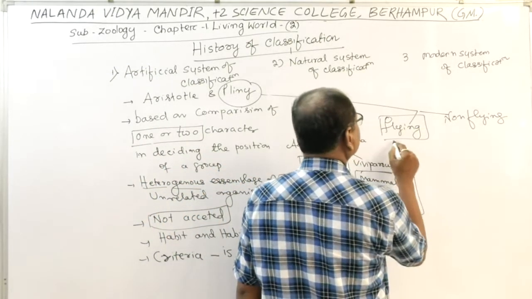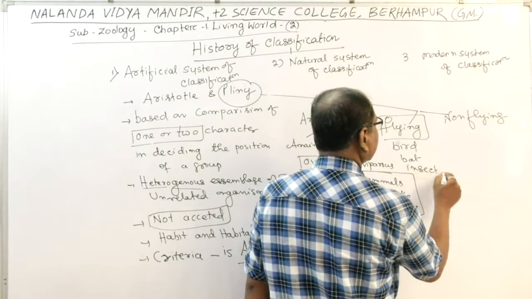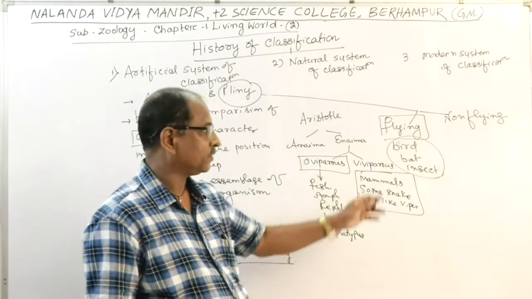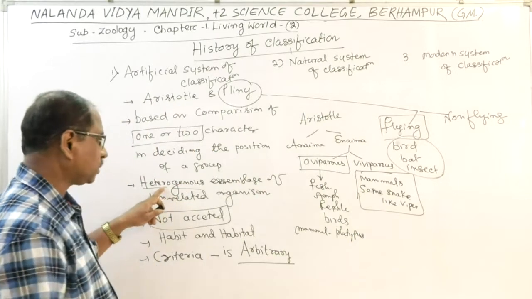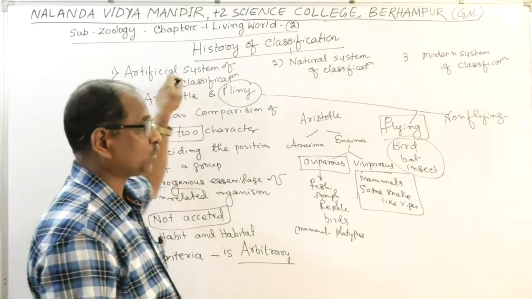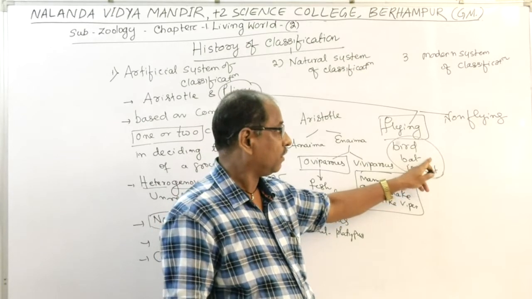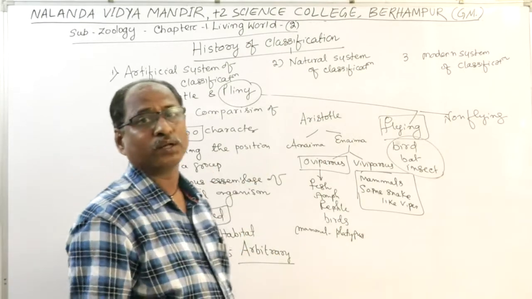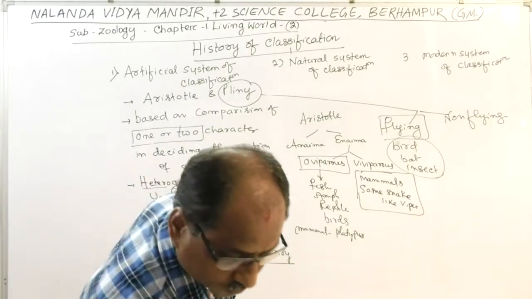The flying animals like bird, bat, insect. They are flying animals, but they are totally different from each other. They show heterogeneous assemblage of organisms in this system of classification. And this type of classification was later on modified by Linnaeus in the natural system of classification.